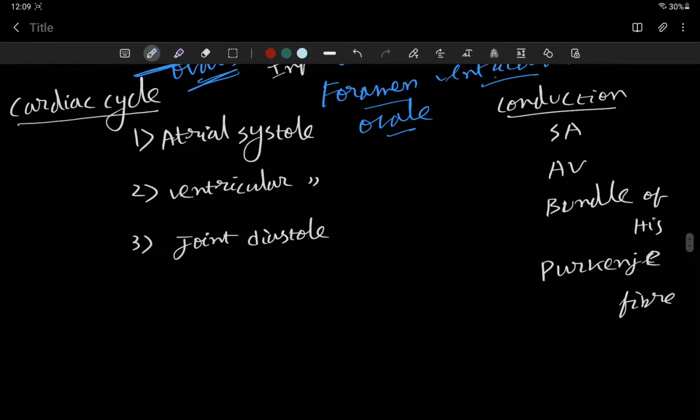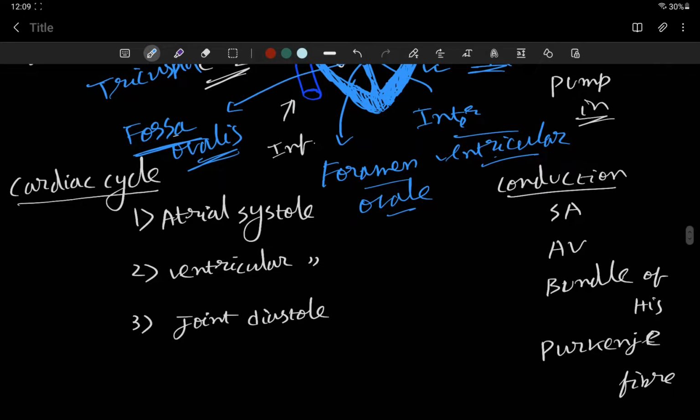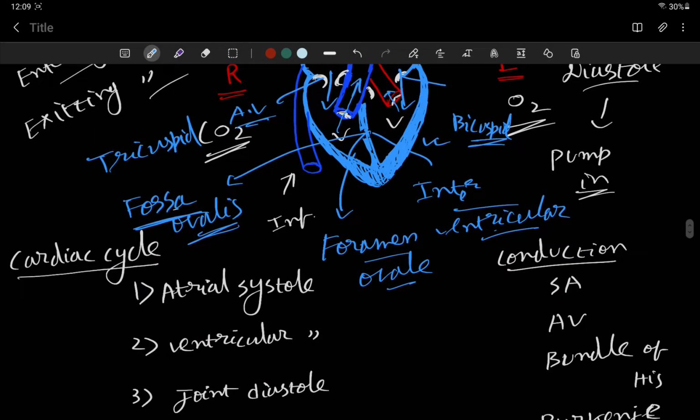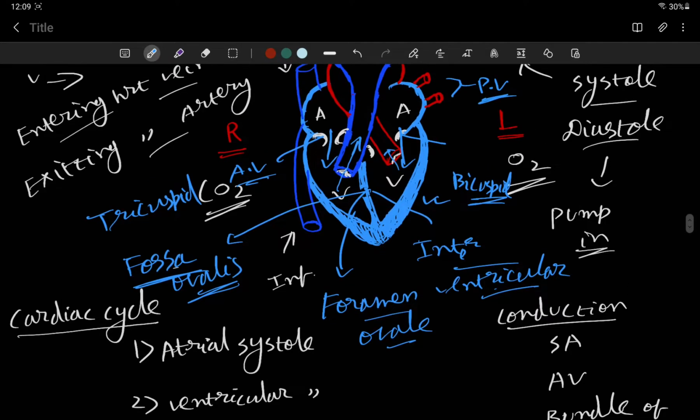Now we will discuss the cardiac cycle. There are 3 phases in the cardiac cycle. We just discussed it. At first, the atriums will collect the blood and they will perform systole. The first phase in the cardiac cycle is atrial systole. In this atrial systole, the blood from the atriums will enter into the ventricles.